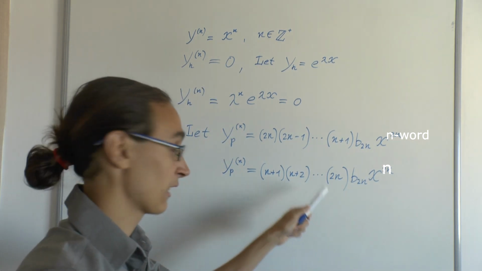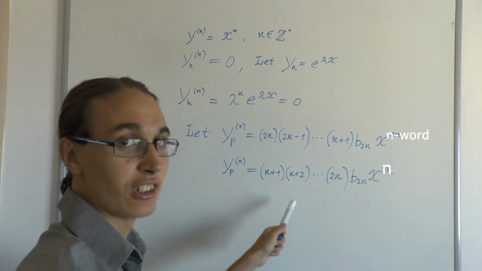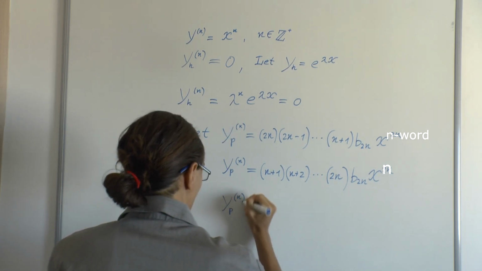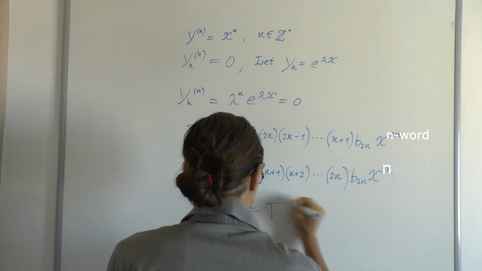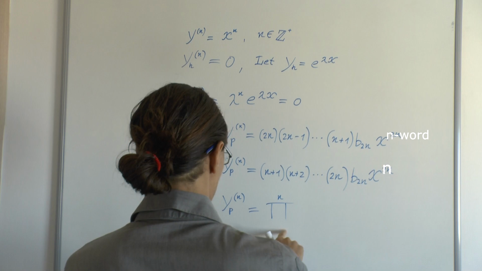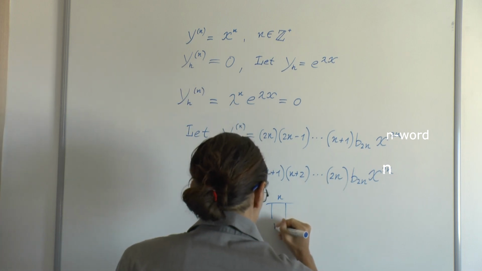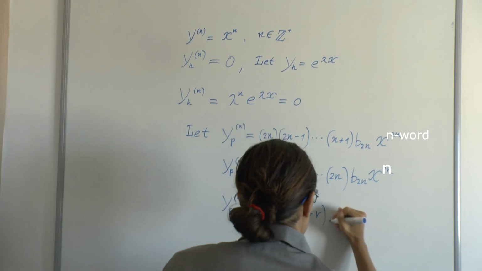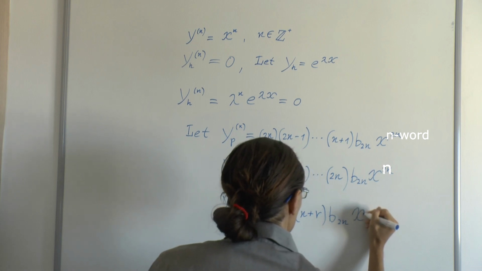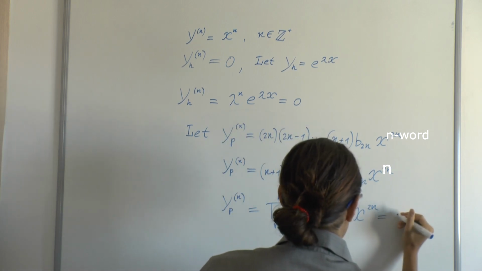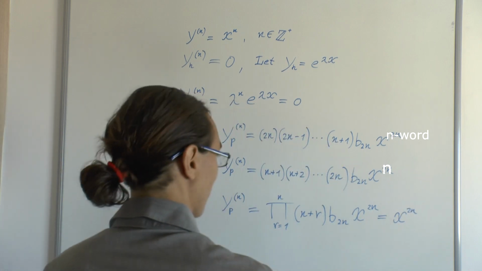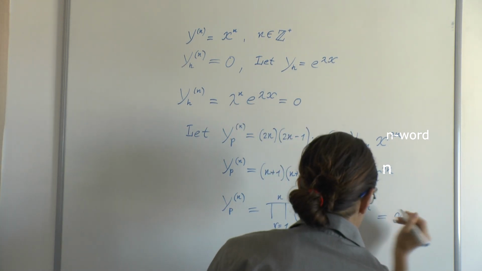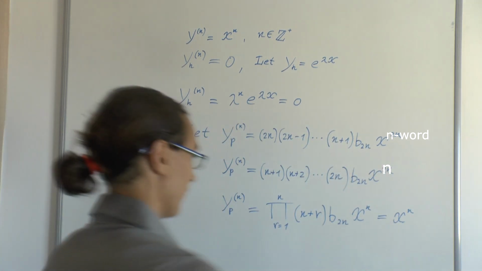So we can express this as a product sequence. So let's do that. The product from r equals 1 to n of n plus r, times b2n x to the 2n, and we want that to be equal to x to the 2n. Or x, wait, hold on, x to the n. I don't know what I'm talking about, I'm sorry. I'm always bound to make some mistake here, right?